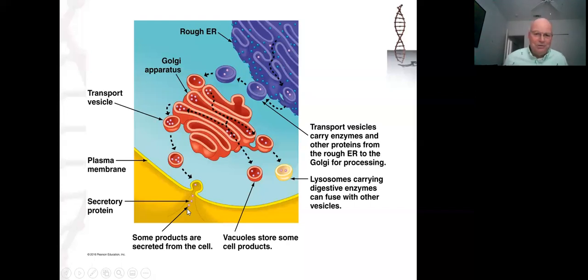This is the endomembrane system in a nutshell. Okay, so you can see that there are multiple organelles involved here. The endoplasmic reticulum, both rough and smooth, are involved.